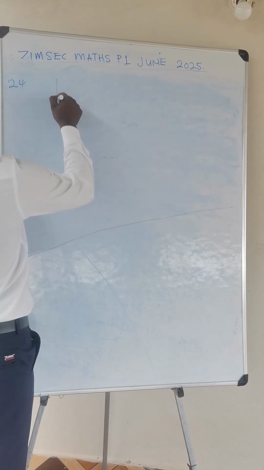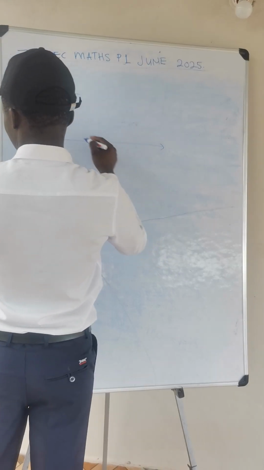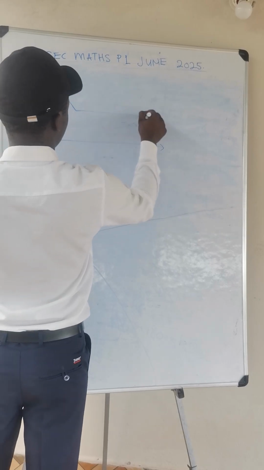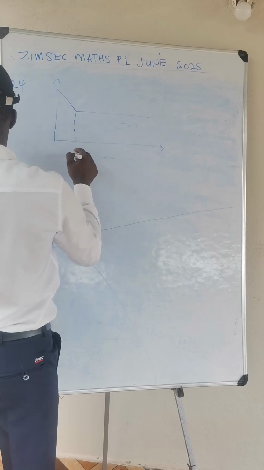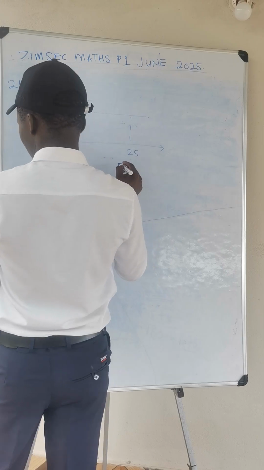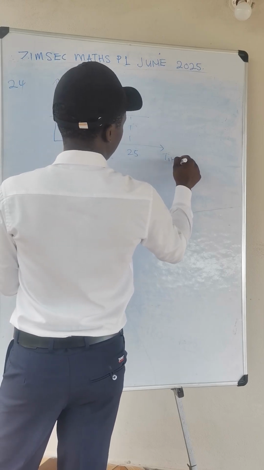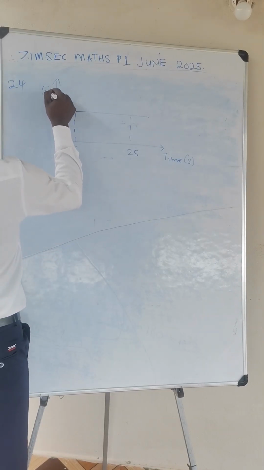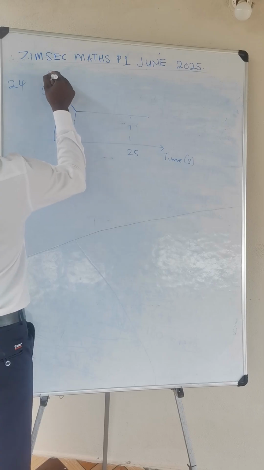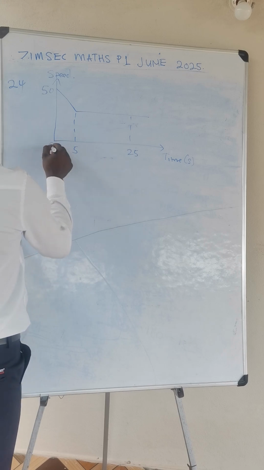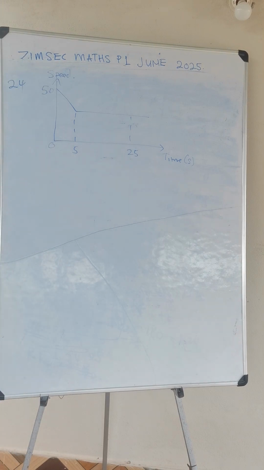There is a graph like this. This is 5. This is 25. This is time, in seconds. This is 50. This is speed. So it means it's a speed time graph. This is 0. Okay, I think you are now seeing our graph clearly.